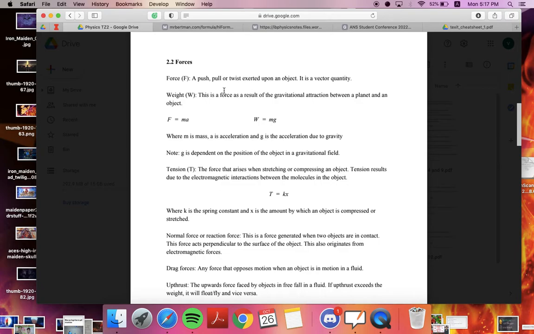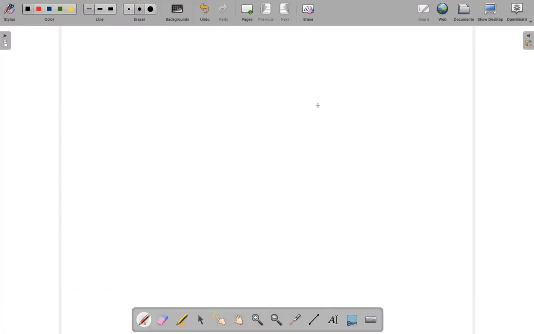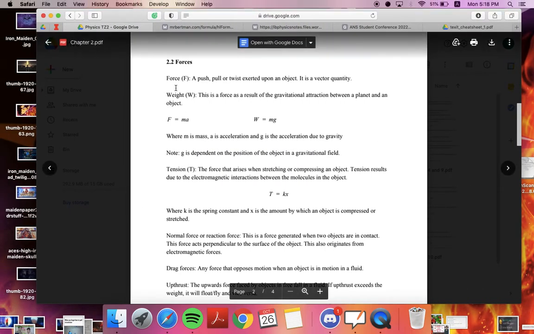And weight is simply a force that results from the gravitational attraction between a planet and an object. If you remember, earlier we talked about there being a constant acceleration downwards called g. Since it's something that's causing acceleration, it's pretty much a force since it's pulling things downwards. So that specific force, the force due to gravity, is called weight.